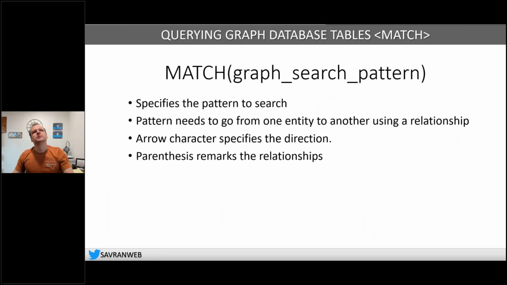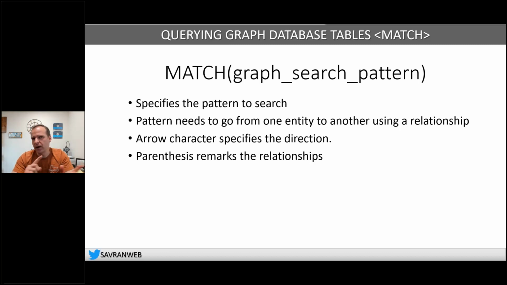Now, when it comes to trying to find the data in graph database tables, you have to use the new match clause in your where filter. Match clause accepts a graph search pattern. That one specifies the pattern, what you are trying to find in the graph database tables. This pattern has to start from one entity, go to another entity, and use one relation between. So that is the minimum. You can use more than that, but you must have at least 2 entities and 1 relation.